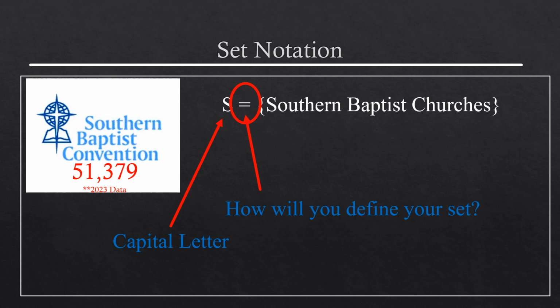Then we have this equal sign. The equal sign means how you are going to define your set. In this particular case, we're defining our set with the Southern Baptist churches. Then you have these braces, and the braces basically contain your set. Between those braces, you're going to sandwich your set. So those are the different parts of your set notation. Okay, so those are the big parts of your set notation.